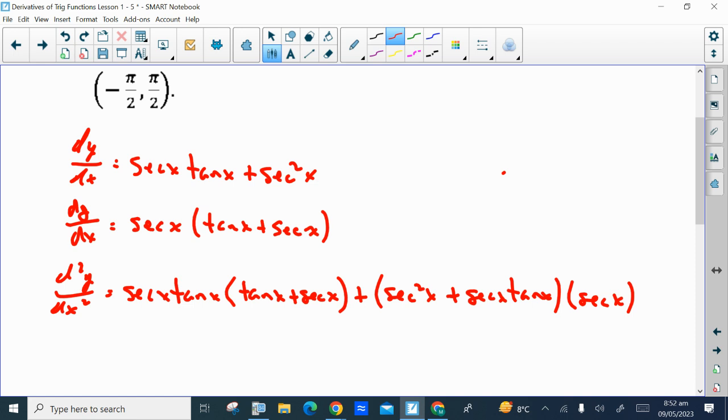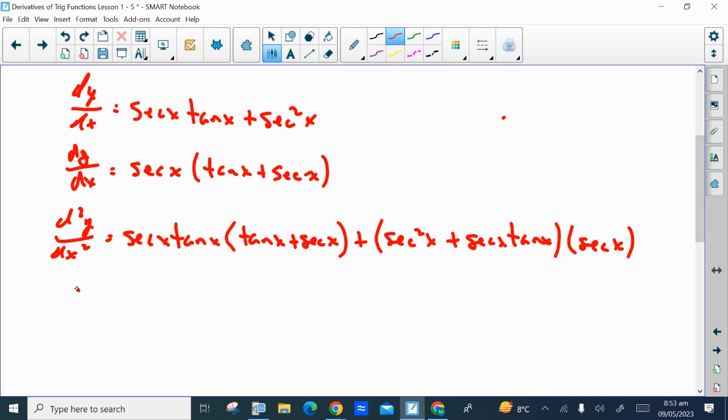So again, we differentiated using the product rule. The derivative of the first factor, the derivative of secant is sec x tan x, times the entire second factor, plus the derivative of the second factor. There are two terms there. Derivative of tan x is sec squared x, plus the derivative of sec x is sec x tan x, times the first factor of secant x.